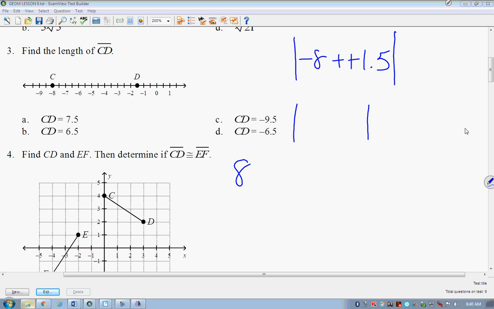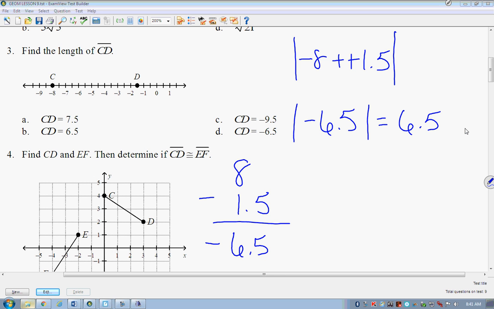-8. So we're going to write 8, and we're going to subtract 1.5. Okay? And because -8 is the larger absolute value, I'm going to put a negative with my answer. So what is 8 minus 1.5? Well, what's 8 minus 1? 7. Now take off another half. -6.5, right? -6.5, which means, what is the actual distance? 6.5. Okay, does that help a little bit?